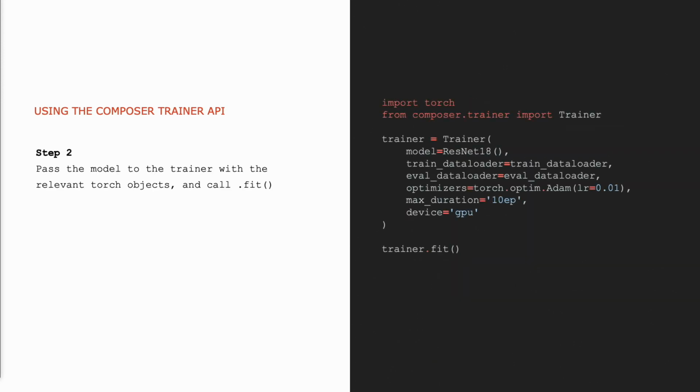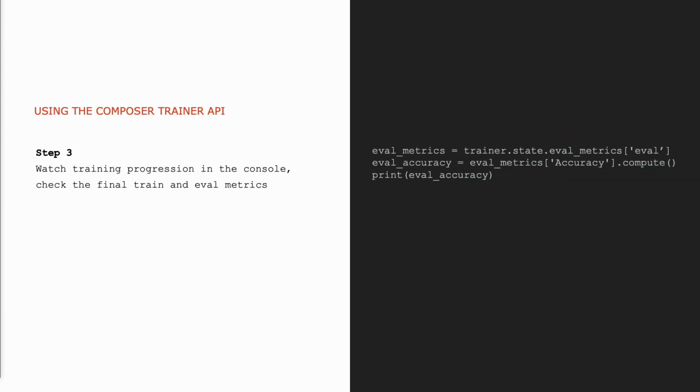Next, you instantiate the Composer trainer. And you pass in the model you just created, you pass in the standard PyTorch data loaders, PyTorch optimizer, you specify the number of epochs and the device to run on, and then you just call fit, and that's it. You let Composer handle the training loop and all of that complexity. Now you can kick back, allow Composer and your GPUs to do the heavy lifting.